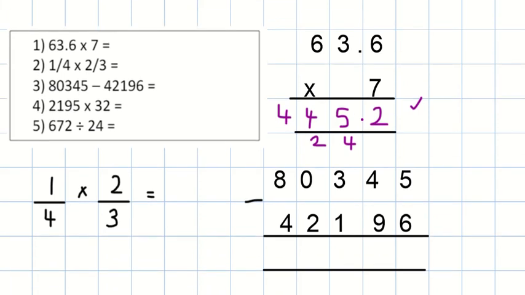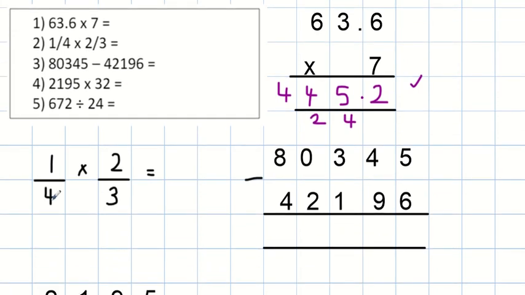Okay, question number 2 then. 1/4 times or multiplied by 2/3. Now you'll remember, because we're multiplying or timesing, that we do not need to convert the fractions. They remain the same, they remain as they are. So let's start with the top numbers. 1 times 2 is 2, or those numerators. And the denominators, 4 times 3 is 12.